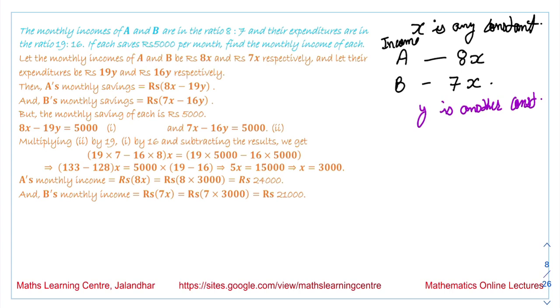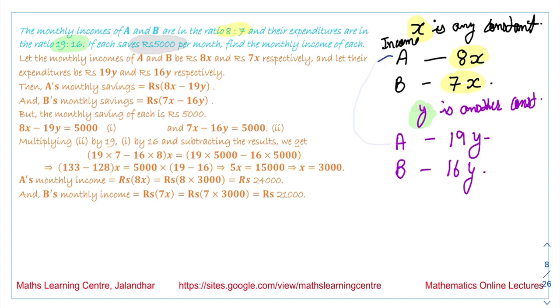The values are given in the form of ratios 8:7. So we are getting the values 8x and 7x for some constant x. Similarly, for some constant y, the ratio of expenditure is 19:16. So for A the expenditure will be 19y, for B the expenditure will be 16y. We are saying both of them have saved rupees 5000.